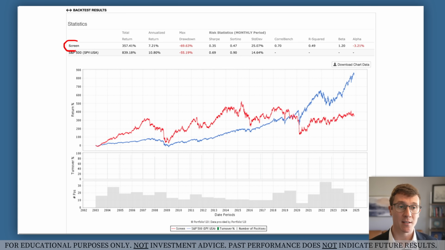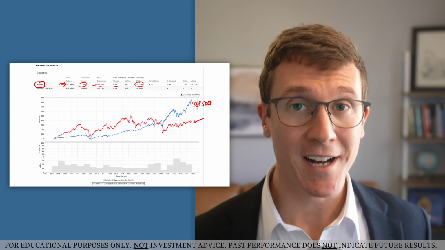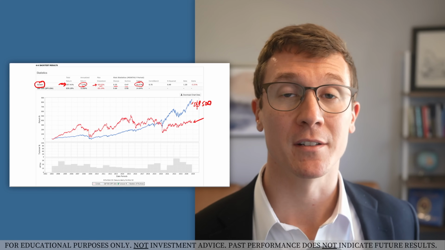And you can see that this screen, which is represented by the red line, dramatically underperformed the S&P 500, which is here. Just to confirm, these are total return numbers, including dividends reinvested. So you can see it generated less than half the total return, worked out to annualized underperformance of about 3.5% per year. It also had a much bigger maximum drawdown of 69%, terrible risk-adjusted Sharpe and Sortino ratios, much higher standard deviation. Clearly, this did not perform nearly as well as Petrosky found in his time period.